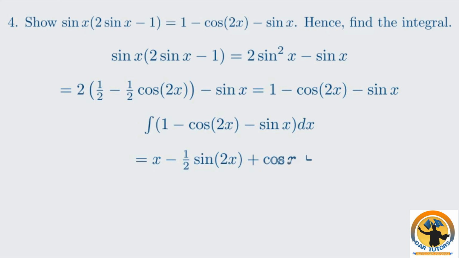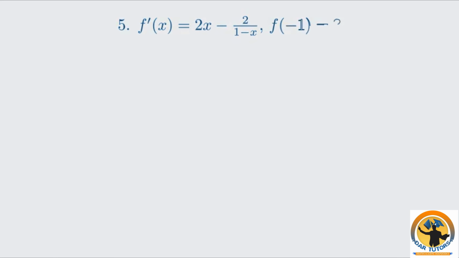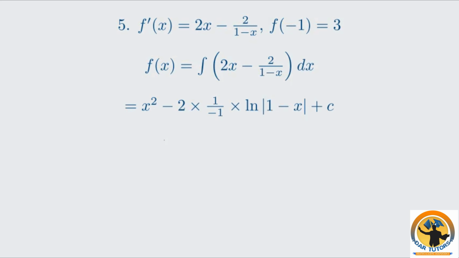Finally, question 5. Question 5 involves a rational function. Integrate f prime of x to find f of x. The integral of 2x is x squared. The integral of negative 2 over 1 minus x is negative 2 times 1 over negative 1 times the natural logarithm of the absolute value of 1 minus x. This simplifies to x squared plus 2 ln of the absolute value of 1 minus x plus c.